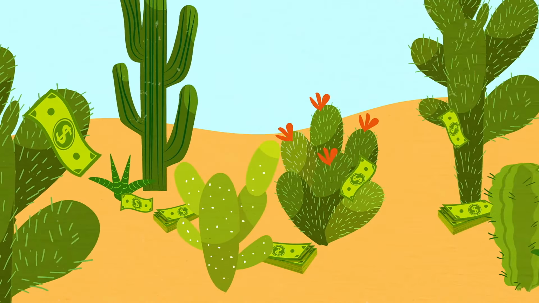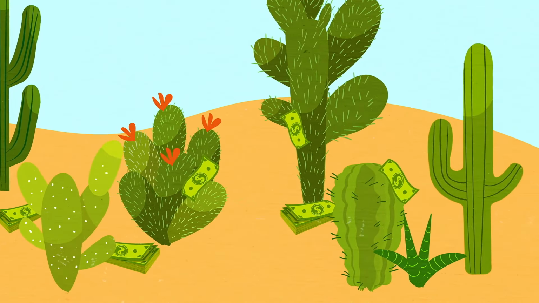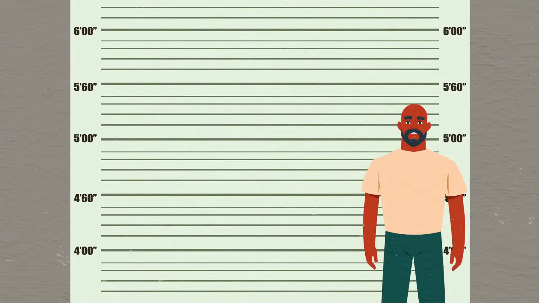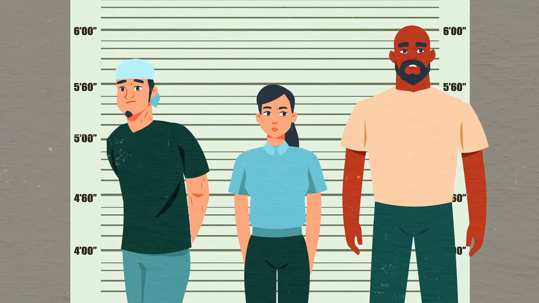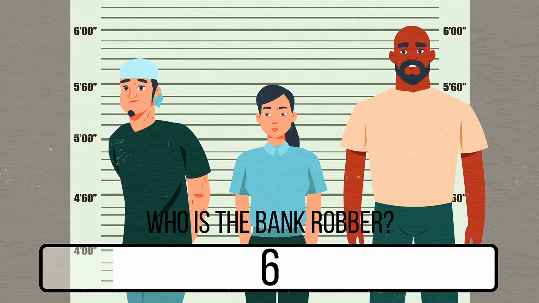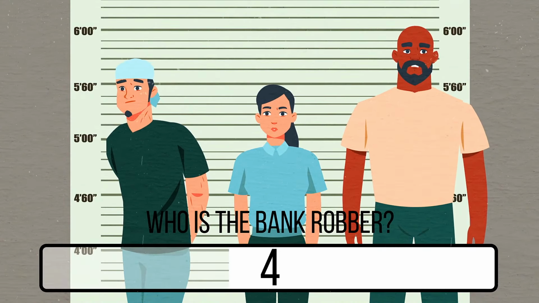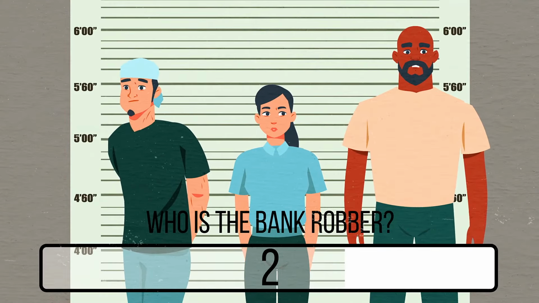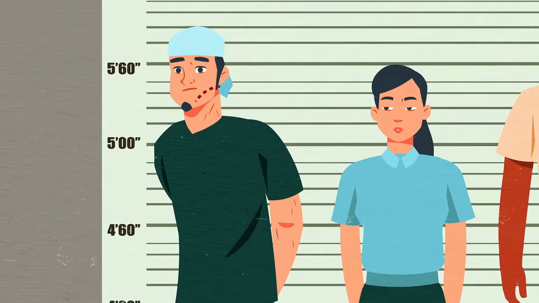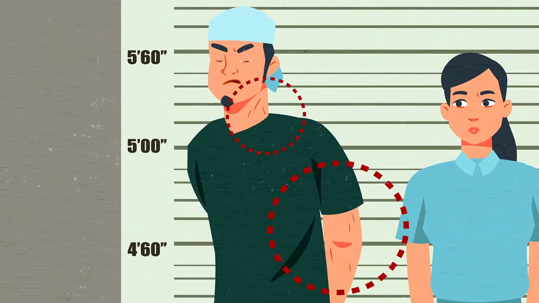After the bank had been robbed, the police found the money in the park among cacti. After the police officers arrested all the suspects, they almost immediately figured out who the bank robber was. Can you do the same? This guy on the left has scratches left by cacti all over his body.